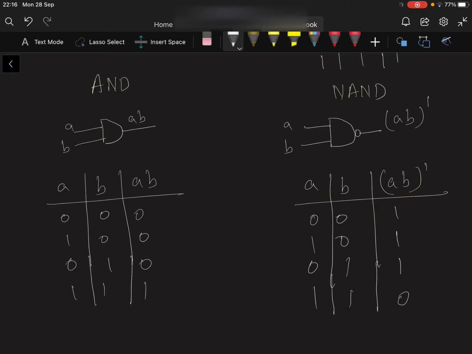Now, if you see both AND and NAND, I'll change the color and show. If you look at this column and this column, don't you realize that they are the complement of each other? So what you see here and what you see here are opposite of each other, right?